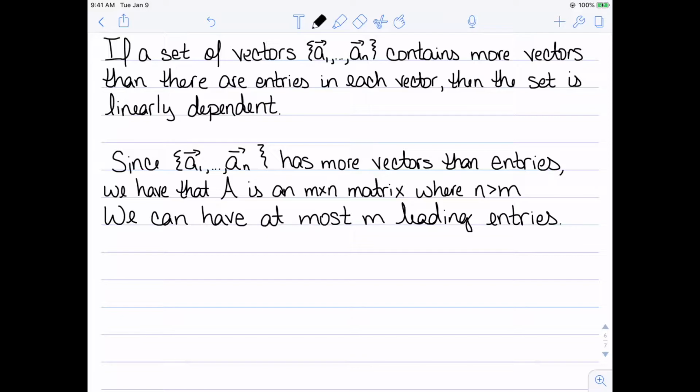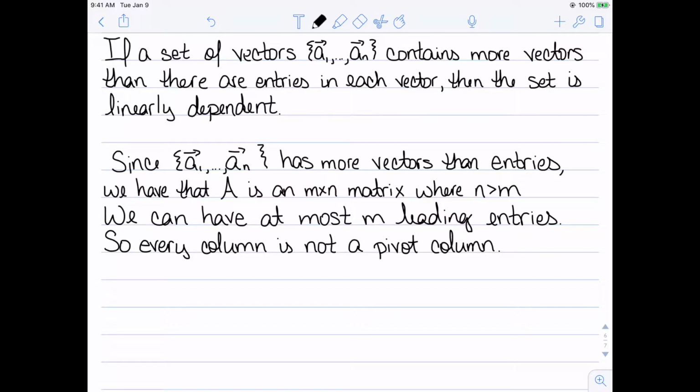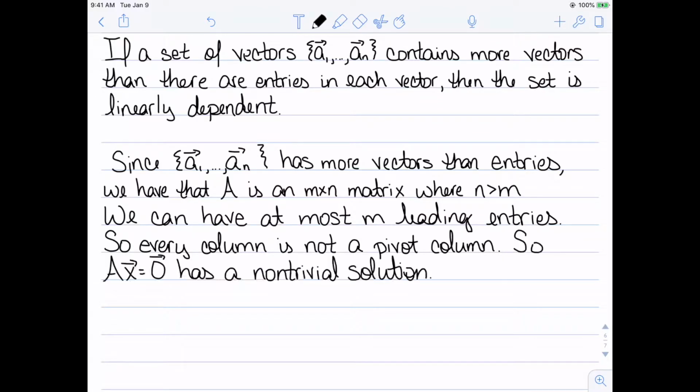This means I can have at most m leading entries in the rows. So if I reduce this to row echelon form, I can have at most m leading entries. This means that every column is not a pivot column. And since every column is not a pivot column, we have to have free variables. Since we know we have to have free variables, that means that Ax equal to 0 has a non-trivial solution. And if it has a non-trivial solution, then that means our columns are dependent.